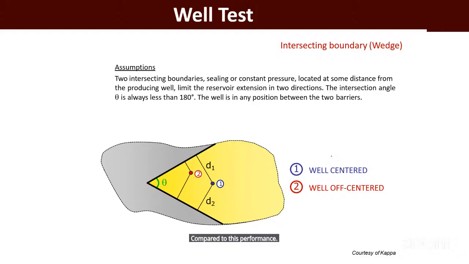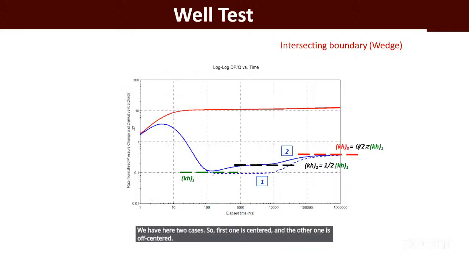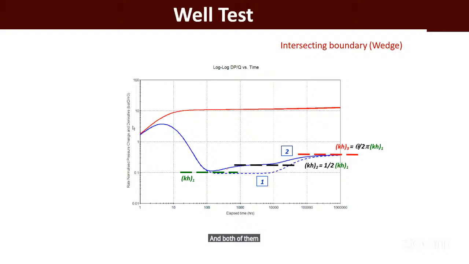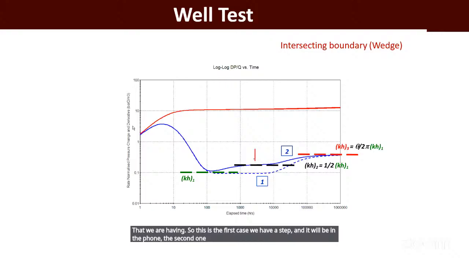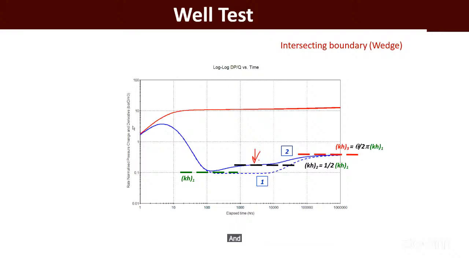In case we have an intersecting boundary or a wedge, we have here two cases. The first well is centered and the other well is off-centered. In both of them, we will find a kind of steps. So this is the first case, we will have a step and it will be uniform. The second one is the upper one, and it will be two steps to reach this one.